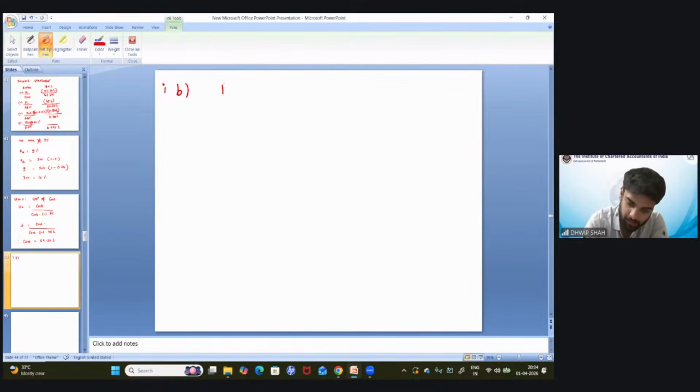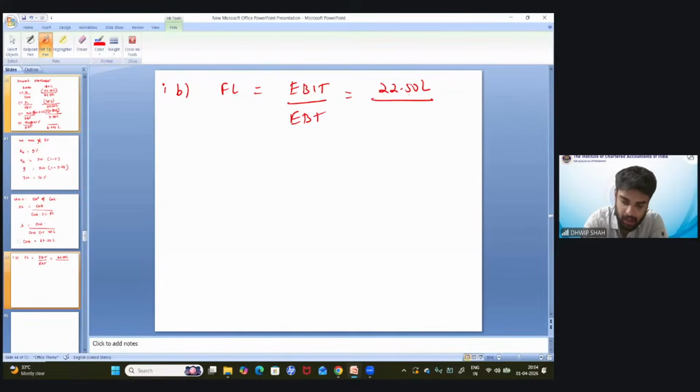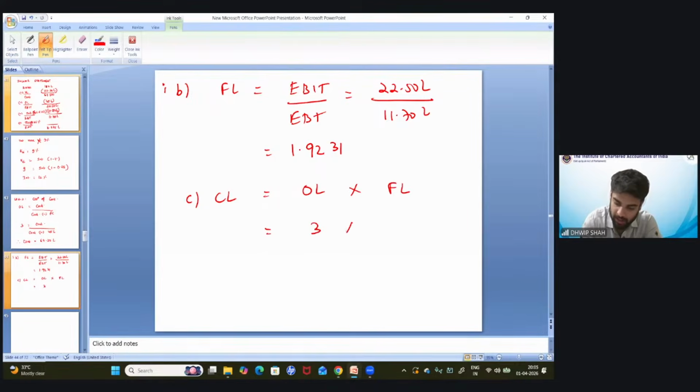So in 1B, financial leverage is nothing but EBIT upon EBT. How much is my EBIT? 22.5 lakh. EBT is how much? 11.7 lakh. Clear? So 22.5 divided by 11.7, financial leverage comes to 1.9231. Then in 1C, what is asked? Combined leverage. It is nothing but OL into FL. OL was 3, FL is 1.9231. So combined leverage comes to 1.9231 into 3, 5.7693. All students clear?